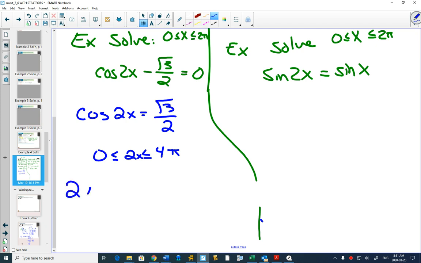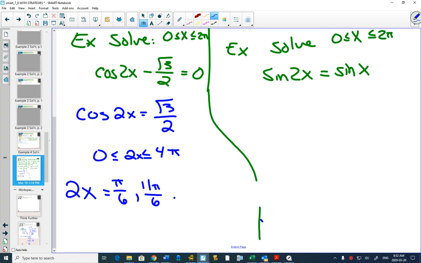Then we solve for 2x between 0 and 4 pi. When is cos root 3 over 2? That's your pi over 6 family. Quadrants 1 and quadrant 4. That's the first time around.